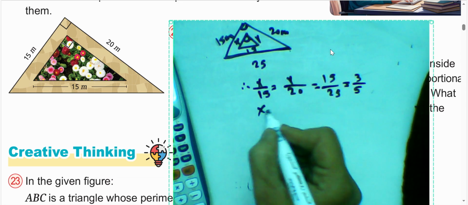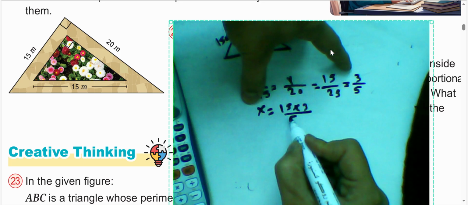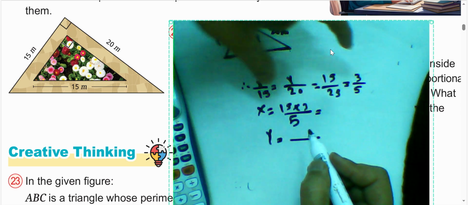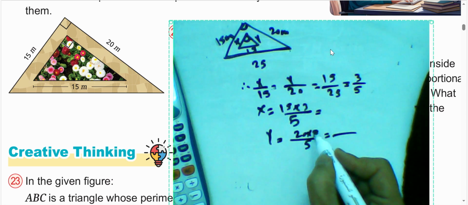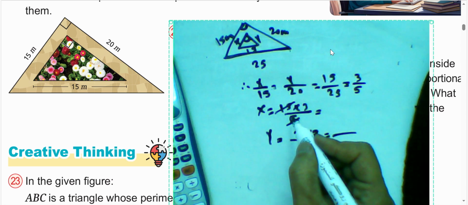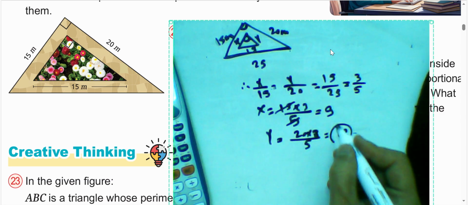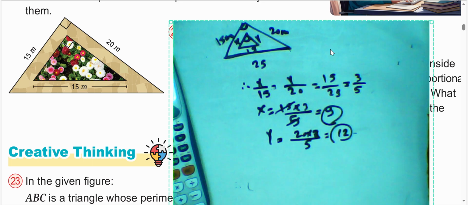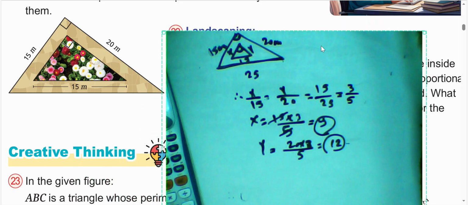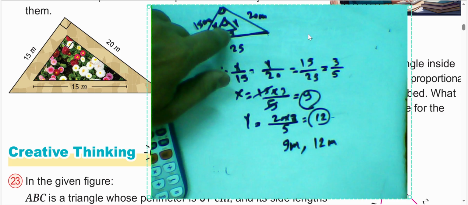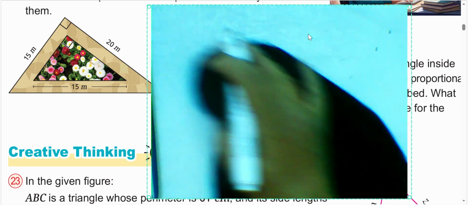Then I can find x equal 15 times 3 over 5, and the value of y is 20 times 3 over 5. The product of extremes equals the product of means. We can simplify: 15 divided by 5 equals 3, 3 times 3 is 9. 20 divided by 5 equals 4, 4 times 3 is 12. Then we have x and y, and the two dimensions of this triangle will be 9 meter and 12 meter.